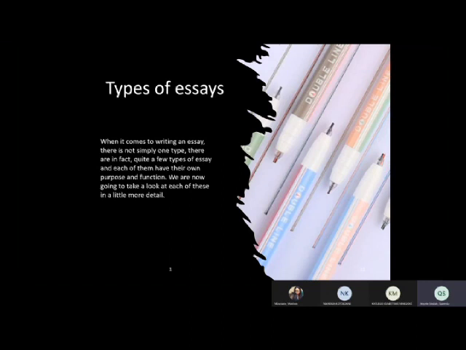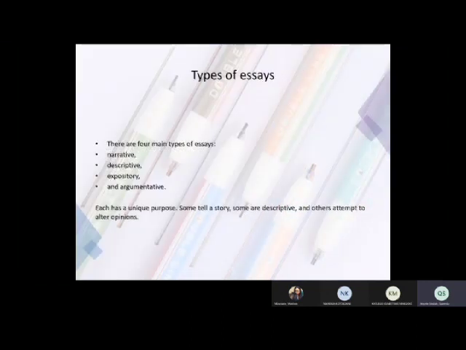So when it comes to writing an essay, there is not simply one type. There are in fact quite a few types of essays, and each of them has its own purpose and function. We are now going to look into each of these in more detail. In this workshop, we'll be looking at 4 types of essays that students are mostly required to discuss, or these are the most common essays in academics.